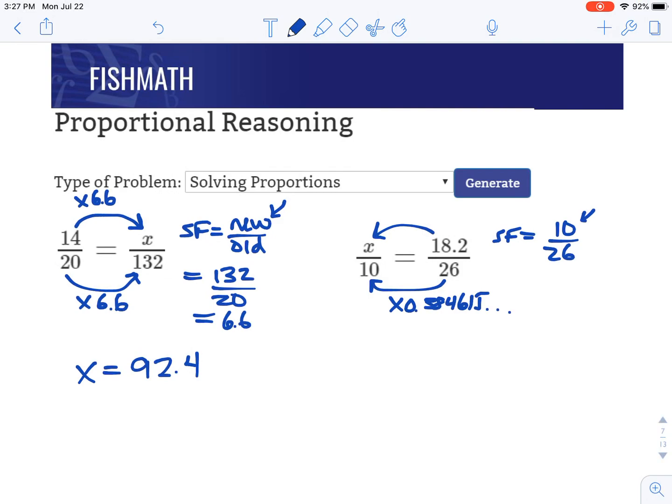Keep that on your calculator, whatever that decimal is, and then we're going to do the same thing to the top here, times that 0.38... Keep it on your calculator, and then just hit times 18.2, and we'll get our answer for x. X is equal to actually just 7. After all that crazy decimal, it worked out, so x is just 7.